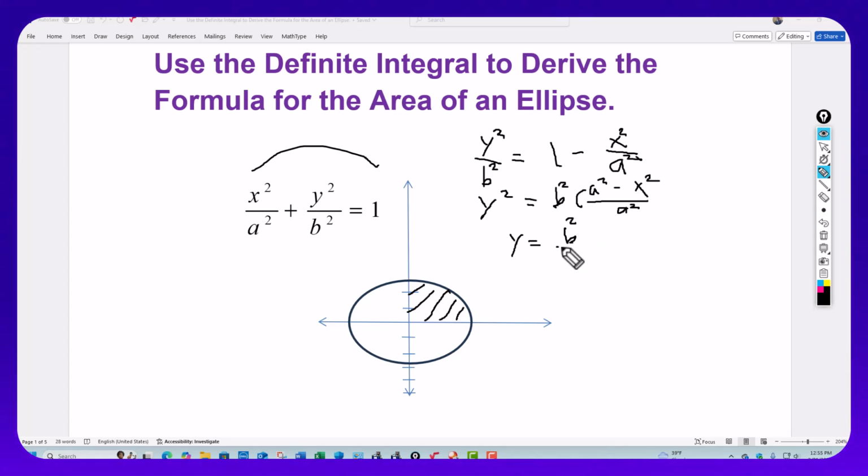Let's bring the a squared out of there, put it over here. So we get y squared equals b squared over a squared multiplied by a squared minus x squared. Now I'm going to take the positive square root, because I only want the upper section of this. So the square root of b squared over a squared is b over a, and I've got the square root of a squared minus x squared.